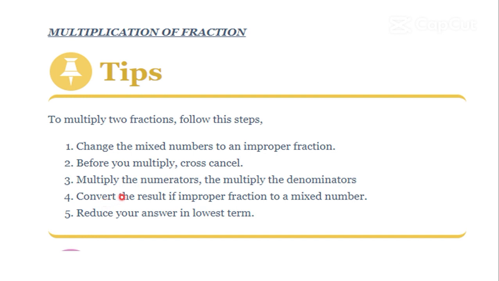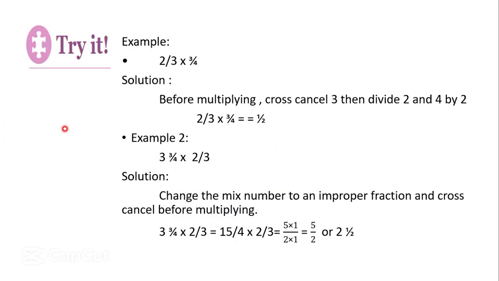Okay, so multiply after cross cancelling: multiply the numerators, then multiply the denominators. Then fourth, convert the result, if it is an improper fraction, to a mixed number, and then reduce your answer to lowest term. Okay, for example, here we have 2/3 times 3/4.